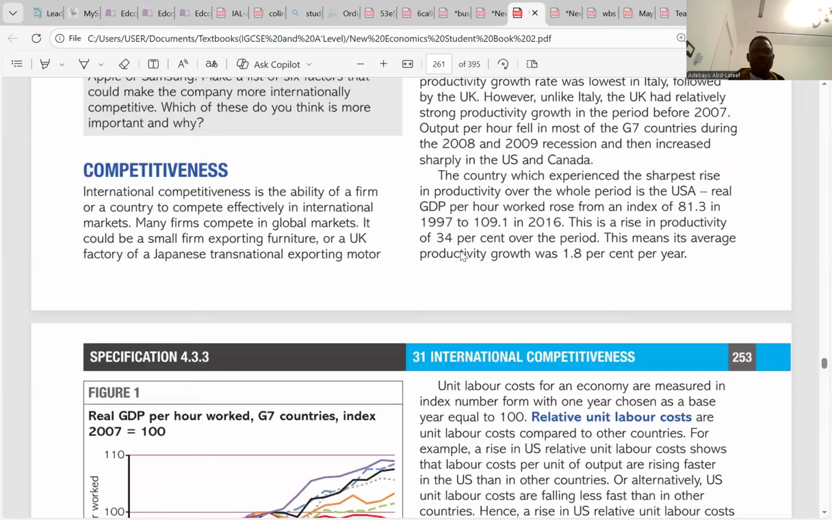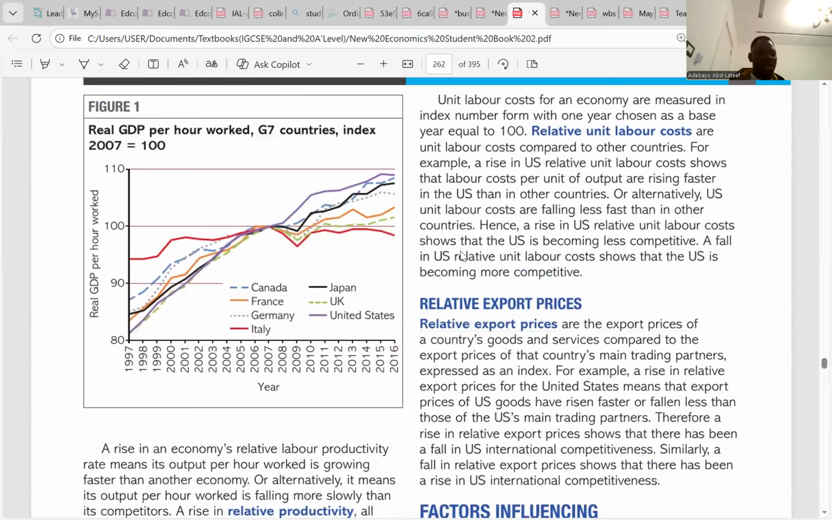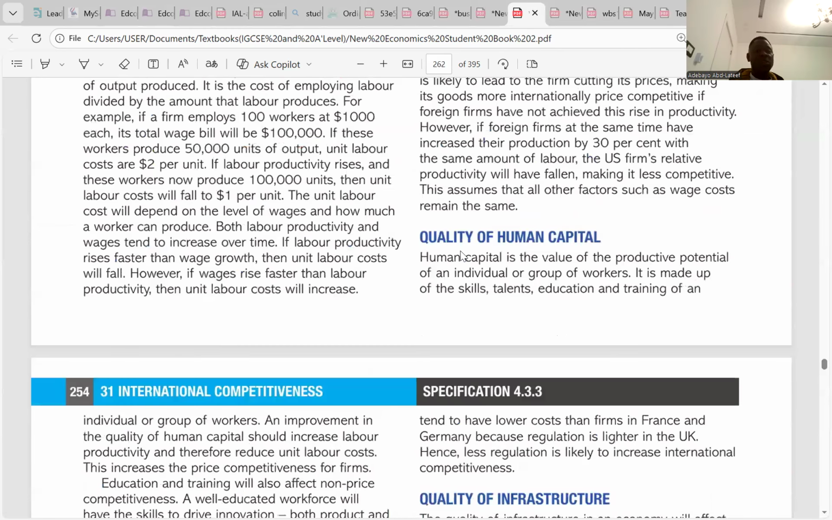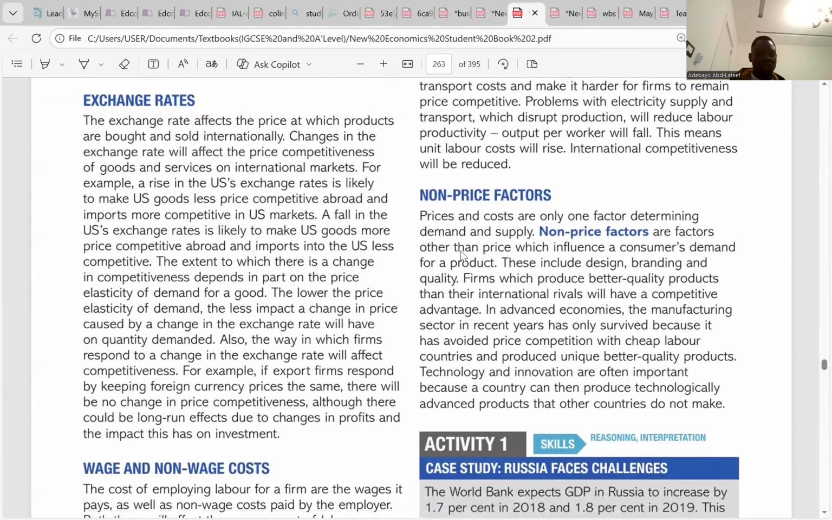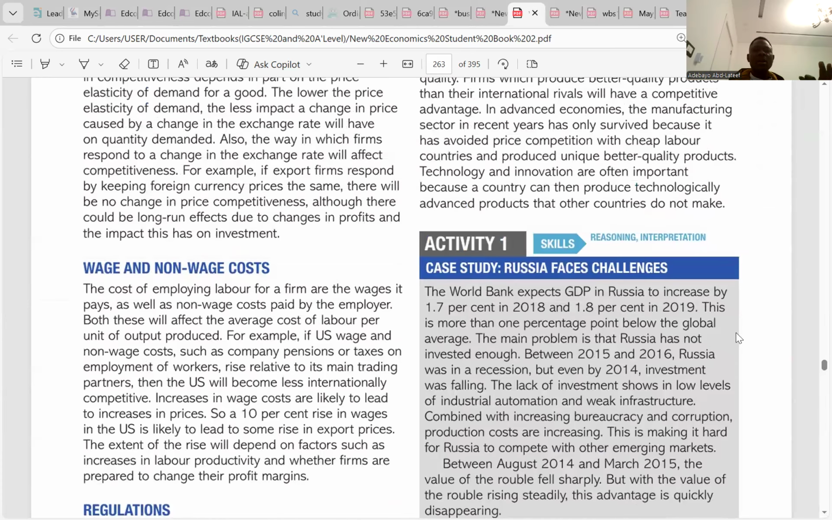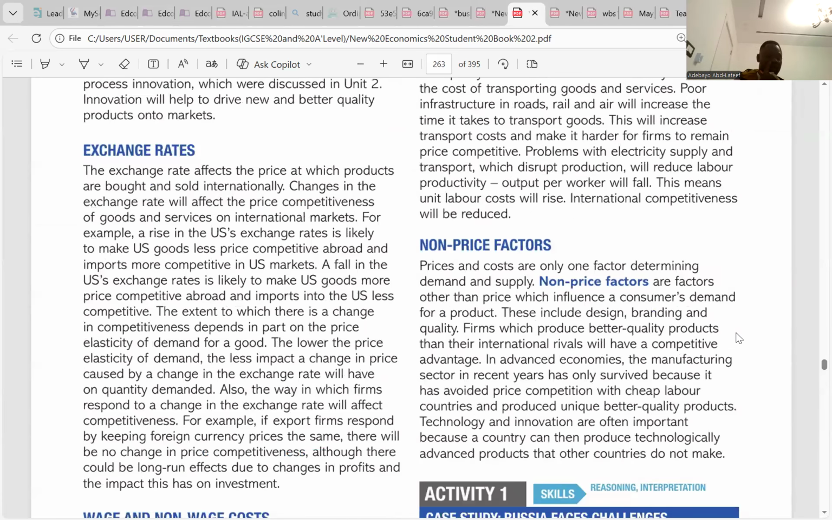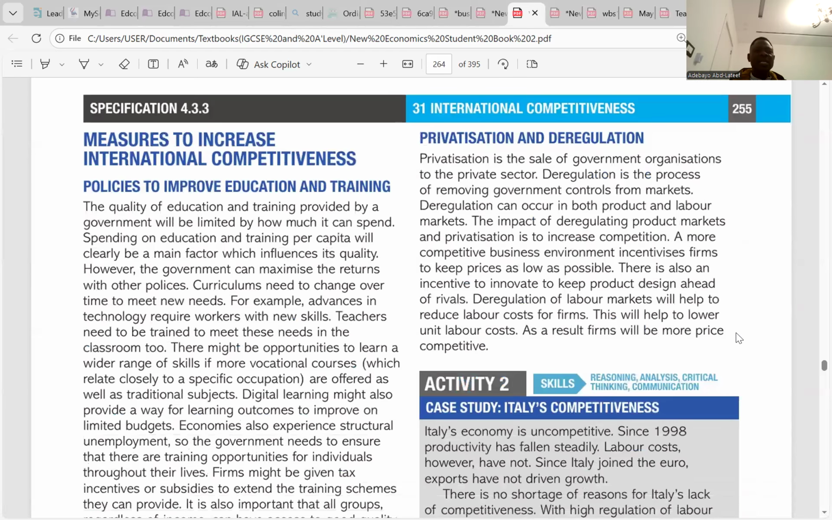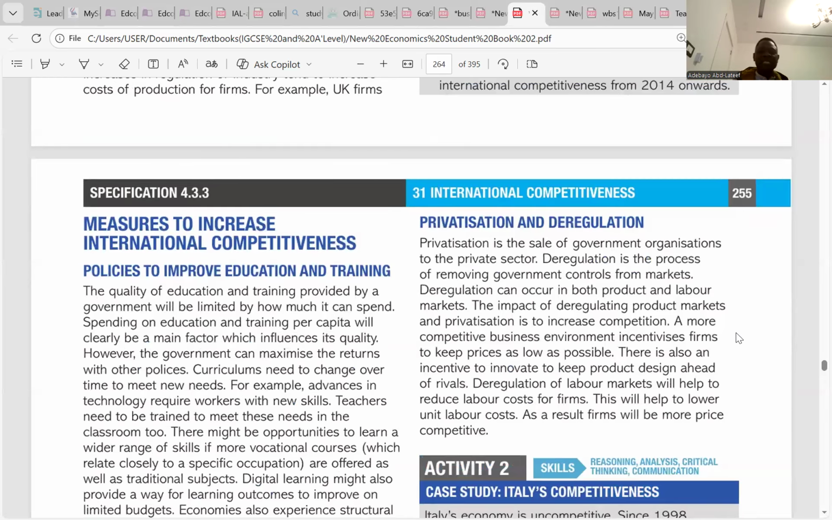We talked about productivity, relative export prices, exchange rate, and what again? Relative unit labor cost, human capital, the quality of human capital. We've talked about the quality of infrastructure. We talked about wage and non-wage costs, and the last one we talked about now, regulations and non-price factors. So all these things are factors that could influence how competitive a country, an economy, or a firm could be in the global market. The next lesson is going to be on measures to increase international competitiveness.